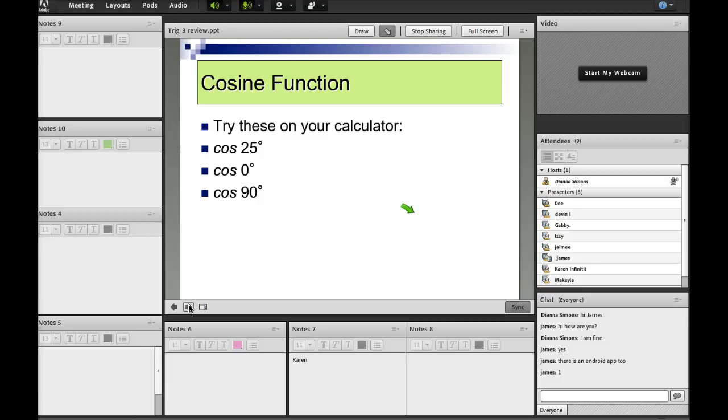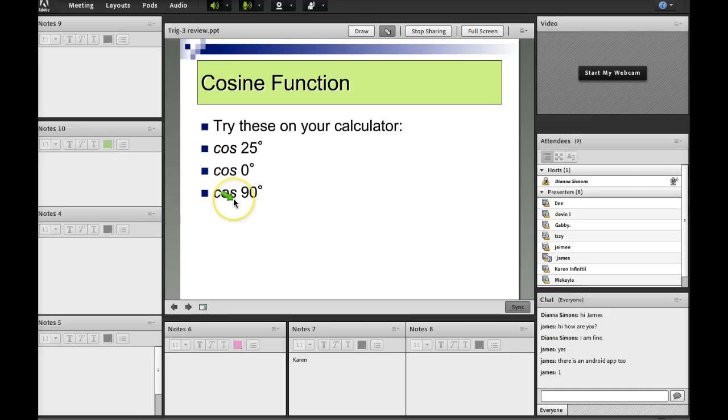The one thing that you should know: if your answer is ever greater than 1 for sine or cosine, then you've typed in something wrong. Because no matter what the angle measure, the sine and the cosine are going to be less than or equal to 1. It could be 0.999 or it could be 1, but it's never greater than 1.